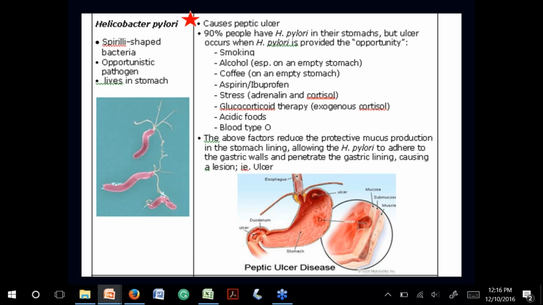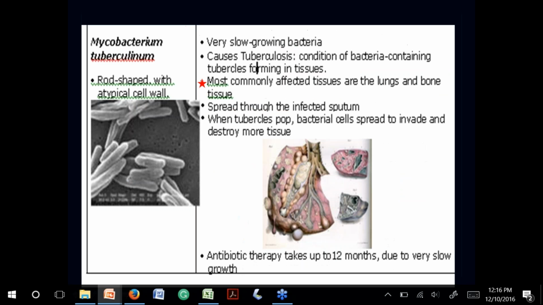All right, so Helicobacter pylori, you see the helicopter here, just to remember, is going to produce peptic ulcers. Peptic ulcers. Mycobacterium tuberculosis produces tuberculosis.